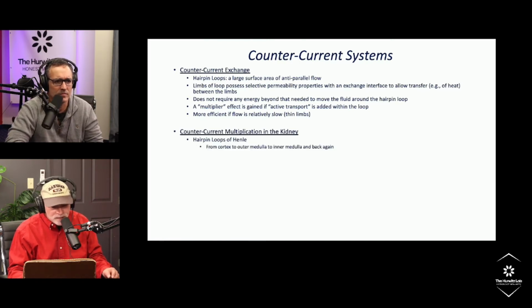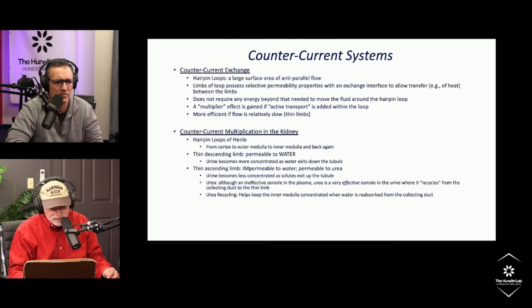And here is the multiplier. Hairpin loops are the loops of Henle. The thin limb is permeable to water. The urine becomes more concentrated as you go down. The thin ascending limb is impermeable to water as soon as you turn the bend, and the urine is becoming less concentrated.